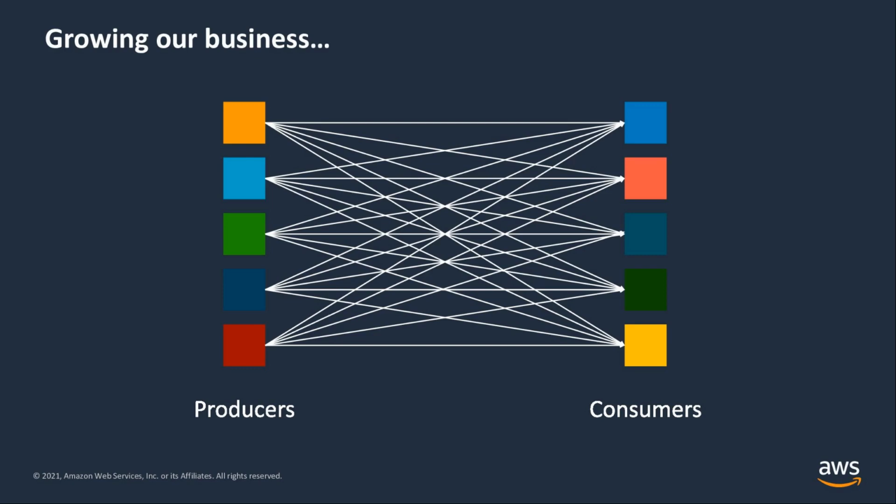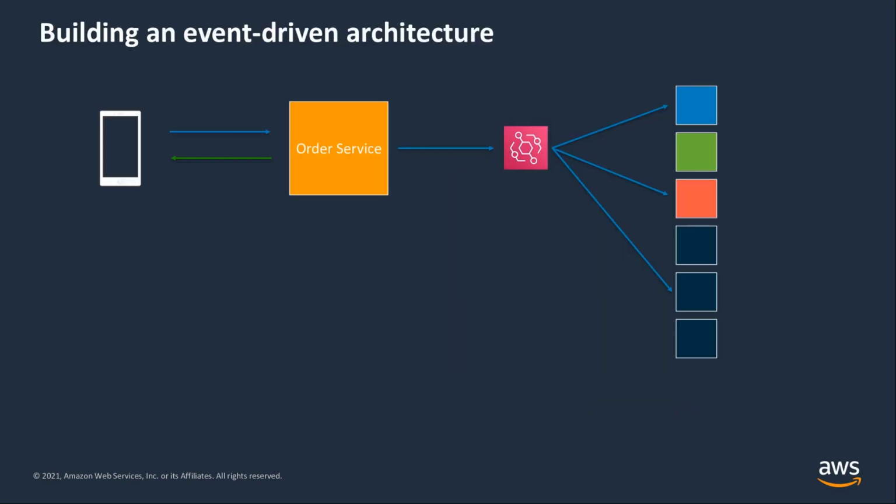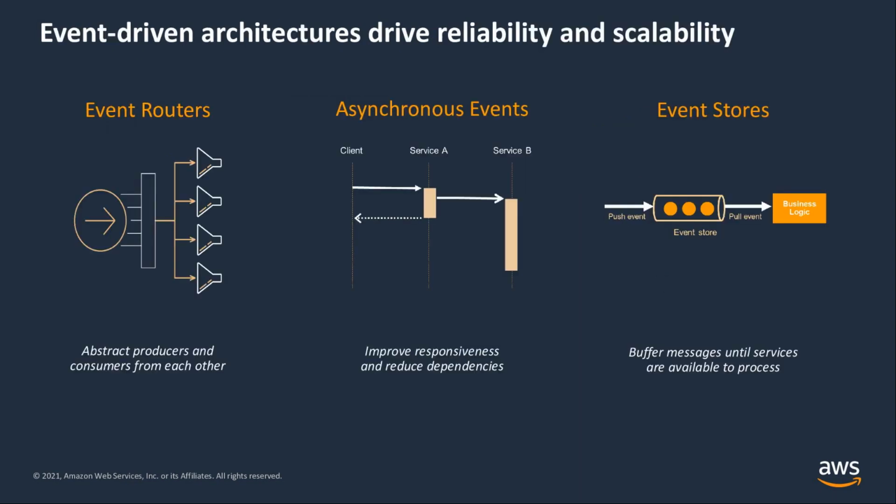So how do we extricate ourselves from this? The ideal solution is to have an event router where the producers can push events to the router and they don't need to know who would be consuming those events. The consumers would just subscribe to the events of interest to them. And this solution achieves all the benefits that we talked about earlier.